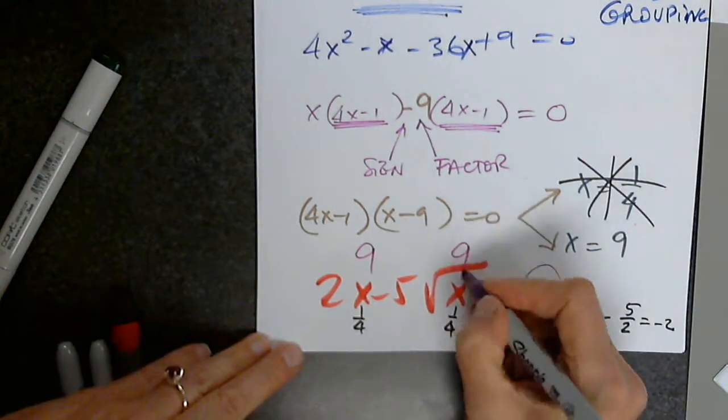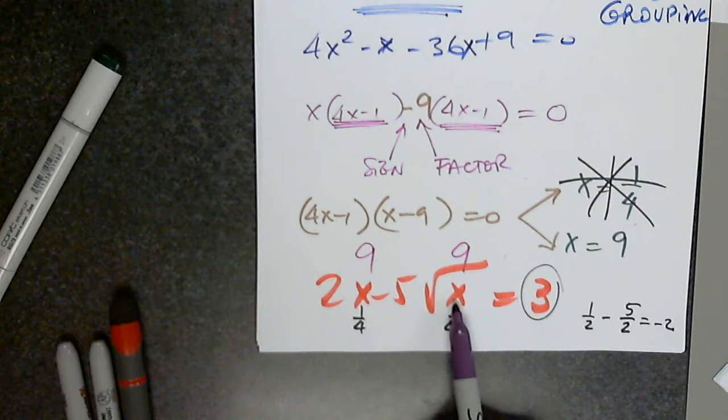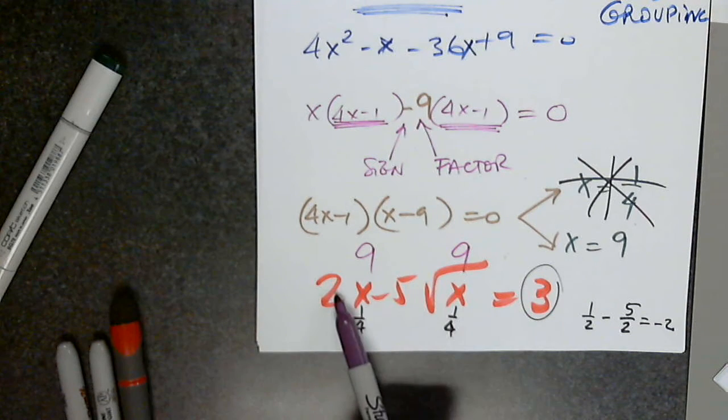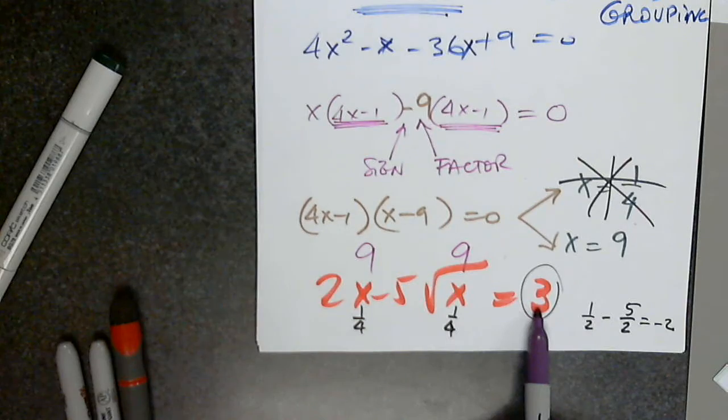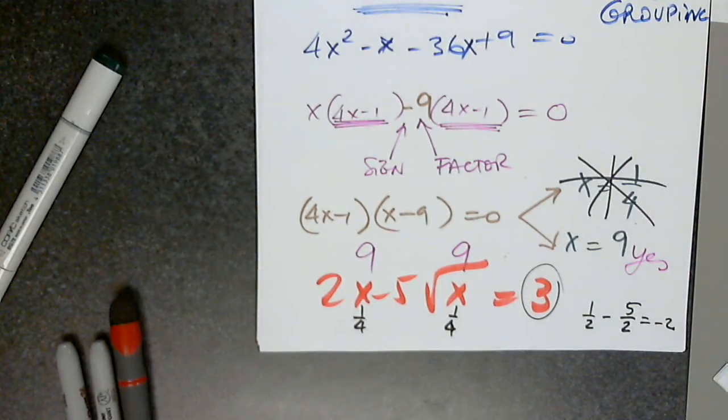And now I'm replacing x by 9. 2 times 9 is 18. So the square root of 9 is 3. 18 minus 15, is that 3? So I will say yes. Questions?